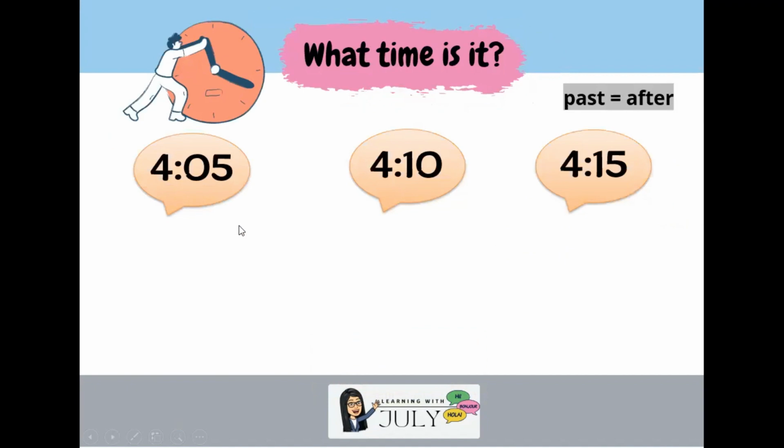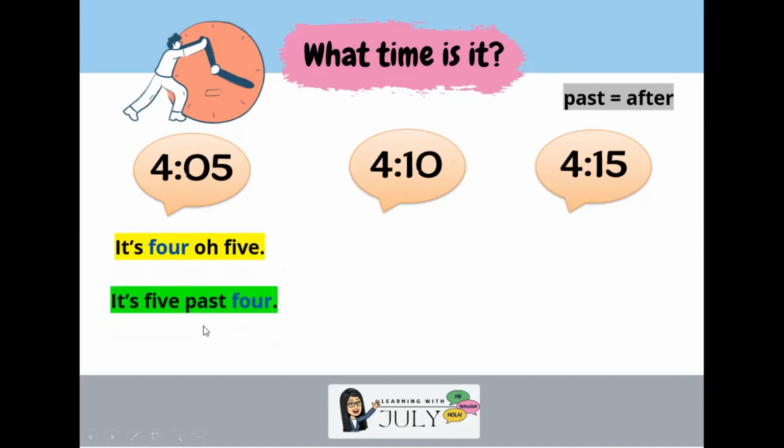4 y 5. How do I say 4 y 5? The easy way, de la forma fácil, diré it's 4:05. Y de la segunda forma, it's 5 past 4. Pero recuerda que este past puedo cambiarlo por after. Generalmente en el inglés americano utilizamos el after, no el past. O sea, puedo decir it's 5 after 4.